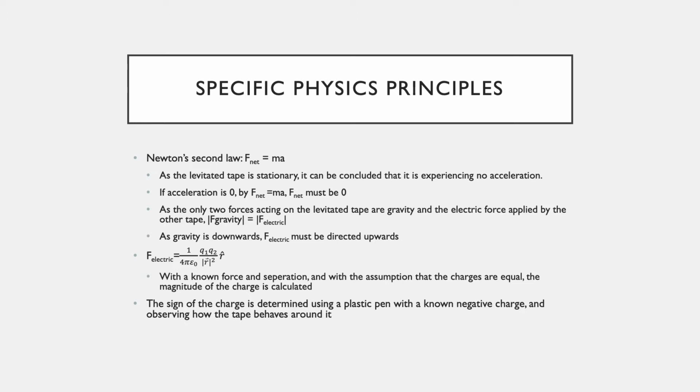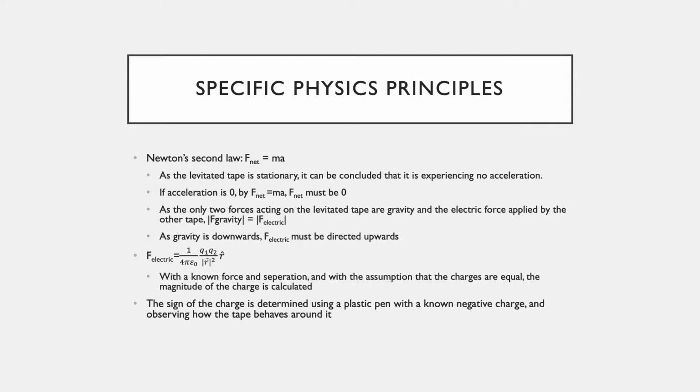As the only two forces acting on the levitated tape are gravity and the electric force applied by the other tape, the force of gravity in magnitude is equal to the magnitude of the electric force. As gravity is downwards, the electric force must be directed upwards in order for the forces to cancel out and produce zero acceleration. Secondly, electric force can be calculated with the equation on the screen.